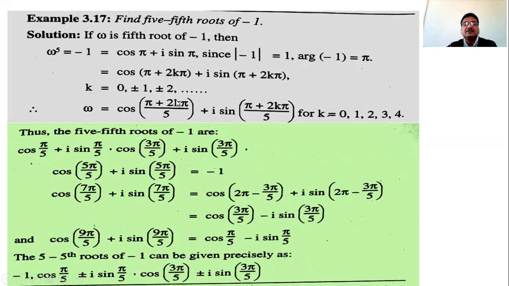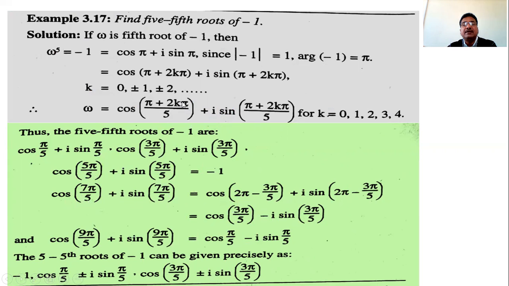Then substitute k as 3, we get this. No need to simplify it, right? It remains as it is. That is cos 7 pi by 5 plus i sin 7 pi by 5. And next is substitute k equal to 4.